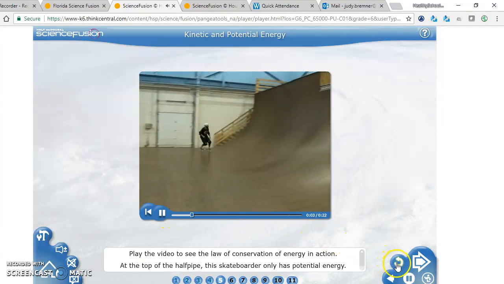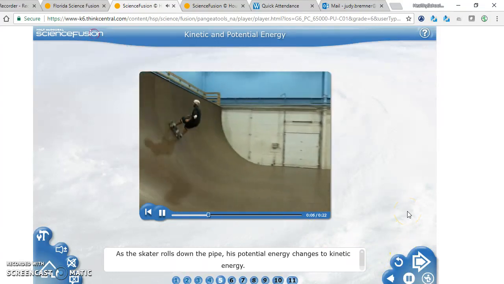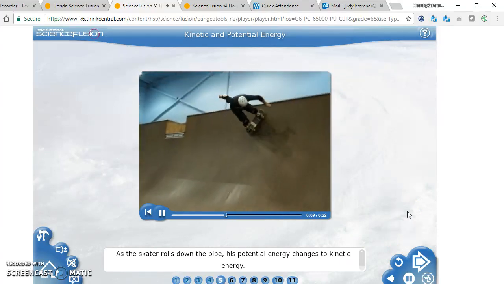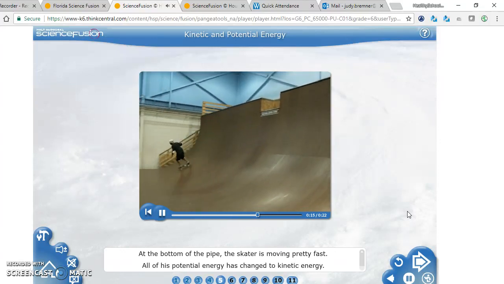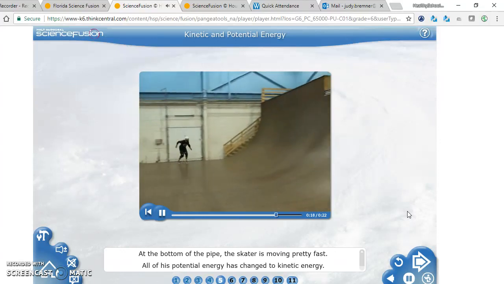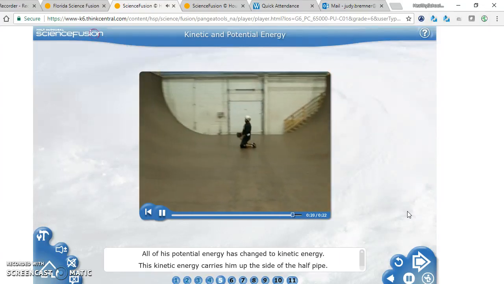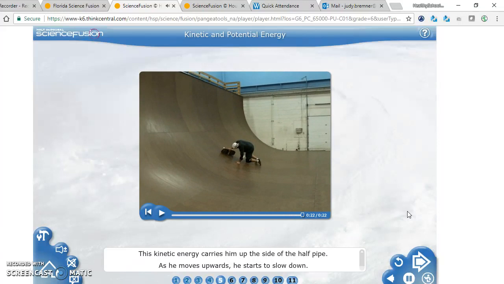At the top of the half pipe, this skateboarder only has potential energy. As the skater rolls down the pipe, the potential energy changes to kinetic energy. At the bottom of the pipe, the skater is moving pretty fast. All of his potential energy has changed to kinetic energy. The kinetic energy carries him up the side of the half pipe. As he moves upwards, he starts to slow down. His kinetic energy is changing back to potential energy. When the skater gets to the top of the pipe, all his energy is potential again, and so he rolls back down the pipe again.